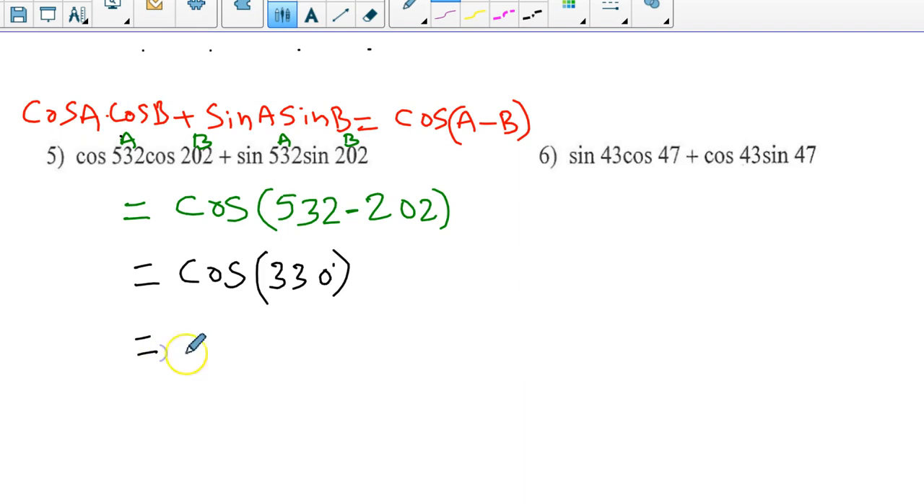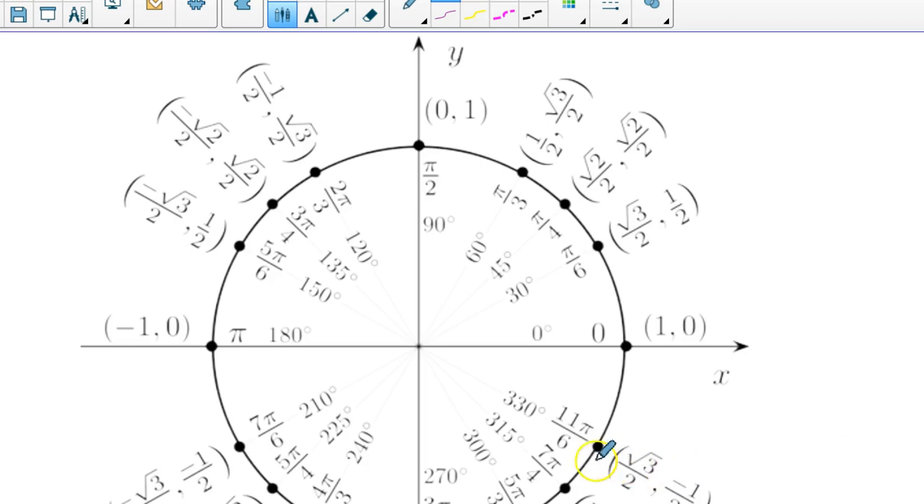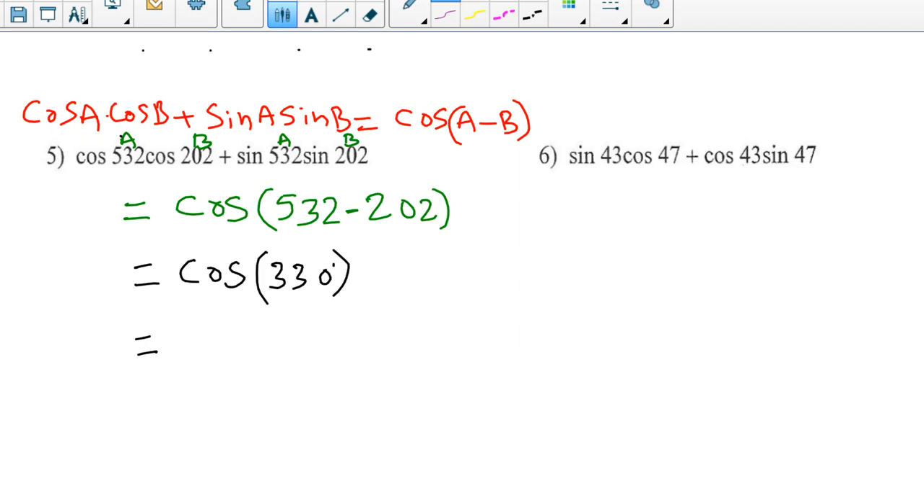Now, what is the value of cosine 330 degrees? By referring to your unit circle, 330, and cosine is that x coordinate. Cosine 330 is square root of 3 over 2, right? So I'll write down my answer as square root of 3 divided by 2. That's all. This is the answer to this whole thing, square root of 3 over 2. But the only thing is, I need to know what is the formula that I have to use.